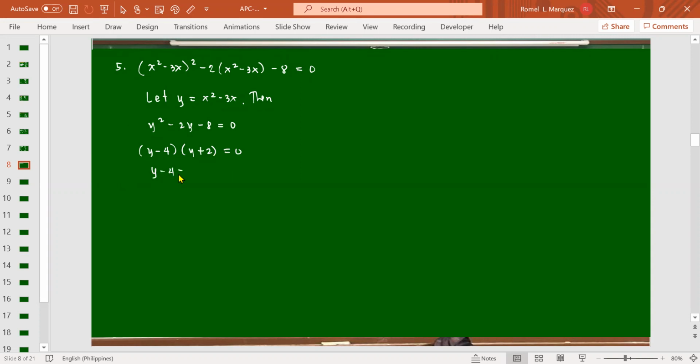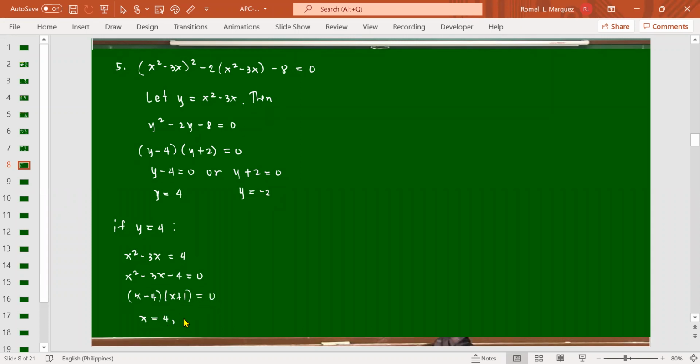Equating its factors to 0, then solving for y, 4 here, negative 2. So if y equals 4, then x squared minus 3x is equal to 4. x squared minus 3x minus 4 is equal to 0. So this is factorable into (x minus 4)(x plus 1) equal to 0. x is equal to 4, or x is equal to what? Negative 1, equating its factors to 0.